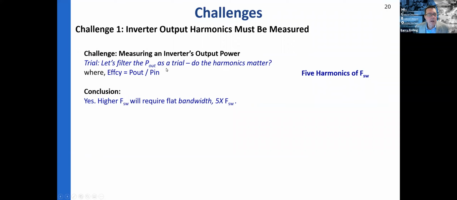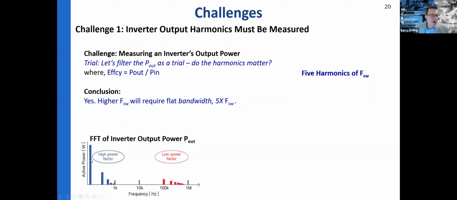But what we're going to do is apply a low-pass filter to an inverter's output, and we'll measure the power each time we change that filter. Where efficiency equals power out over power in, the graph I'm going to show you will change only as a result of the output power. So we'll track what happens as we change the filter.